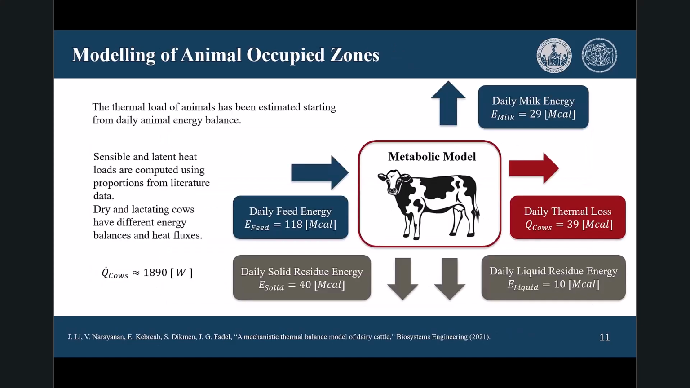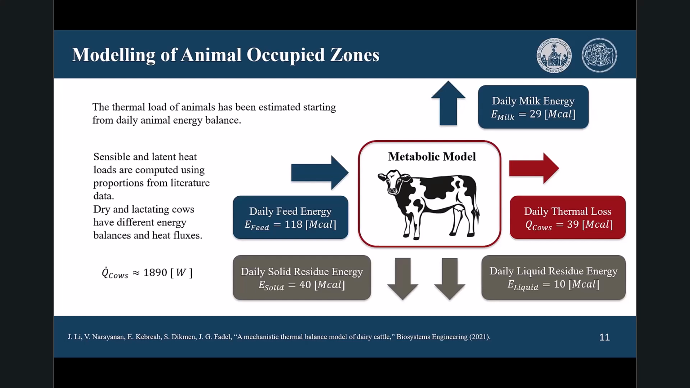The main challenge in the CFD modeling of livestock buildings is animal thermal modeling. Together with Università Cattolica, we are working on an innovative approach based on the animal energy balance. We can estimate the energy intake of the animal, starting from the matter intake of the animal, and we can estimate the solid and liquid residuals together with the energy content in the air. By closure of the balance, we can compute the thermal loss of the animal.